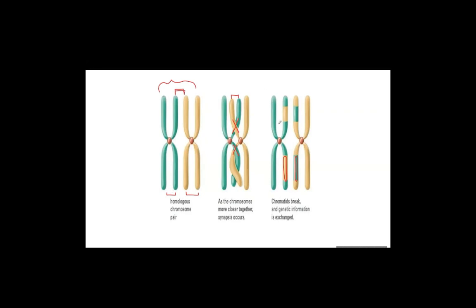So one more time, in synapsis, homologous chromosomes loosely pair up, aligned gene by gene. So there's some gene in this location, and in this location, and those genes can be exchanged. Each pair of chromosomes forms a tetrad. We call this a tetrad.